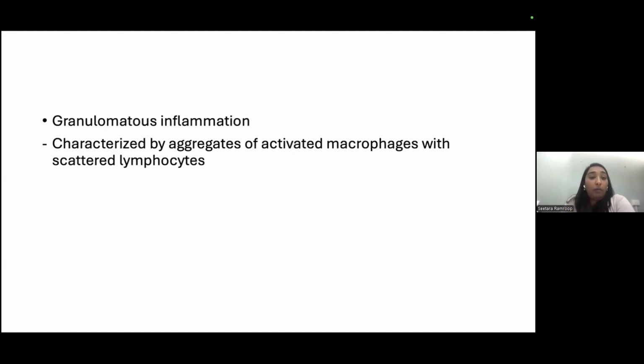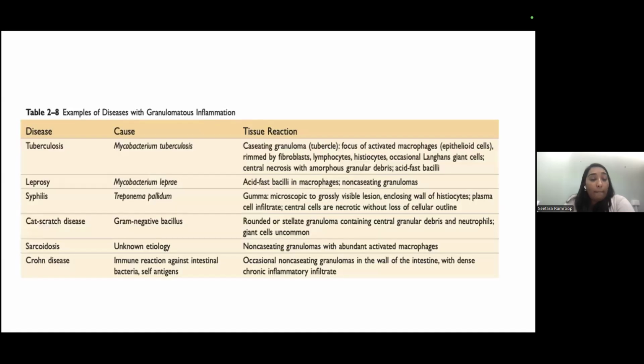This is just to make mention of one of the more common forms of chronic inflammation, so granulomatous inflammation, which is characterized by aggregates of activated macrophages with scattered lymphocytes. Now, these are some of the diseases that are examples of granulomatous inflammation. So one of the more common ones would be TB, where there's caseated granulomas, leprosy, syphilis, cat scratch disease, sarcoidosis, and Crohn's disease or inflammatory bowel disease.